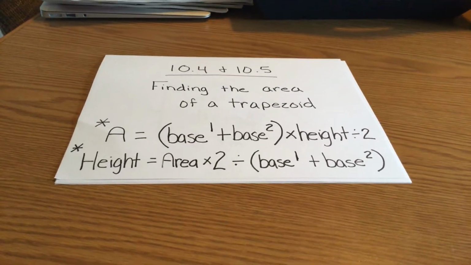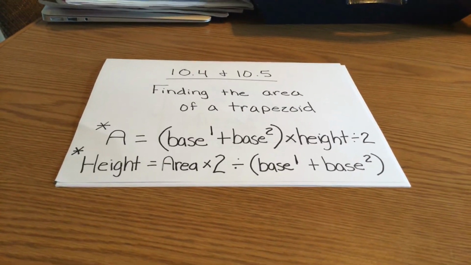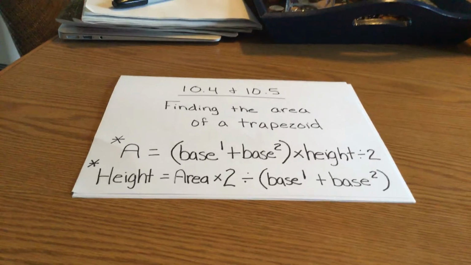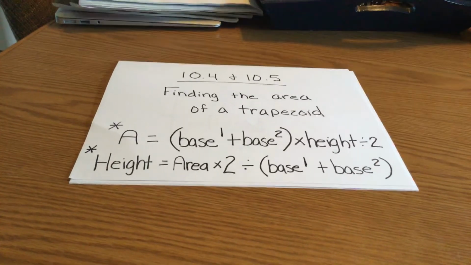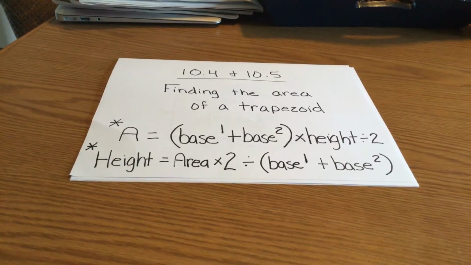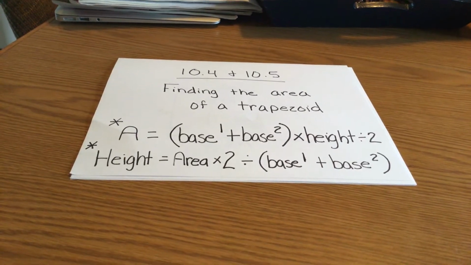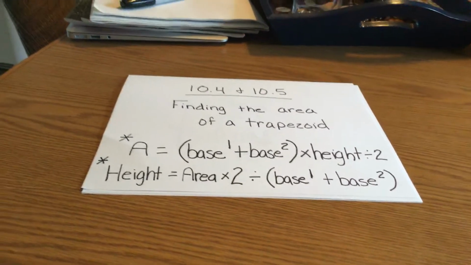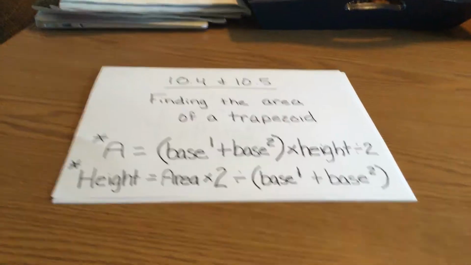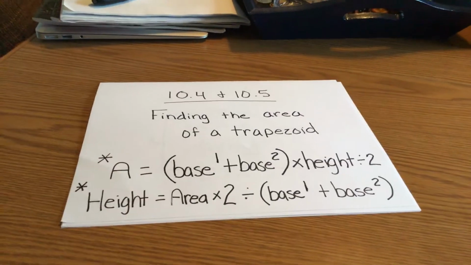And then the second formula you're going to need to know, because eventually they're going to turn things around on you and they're going to give you the area, but not tell you what the height is. So height equals area times 2 divided by base 1 plus base 2. I'll give you a second to get those written down. And we're going to go to our first problem.